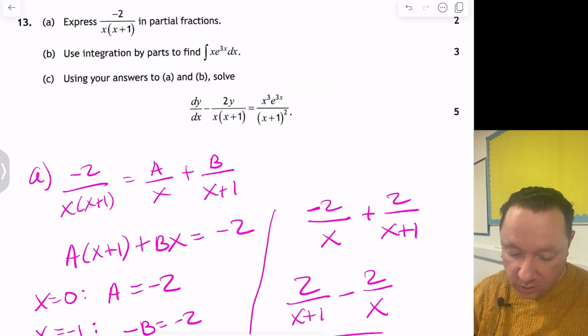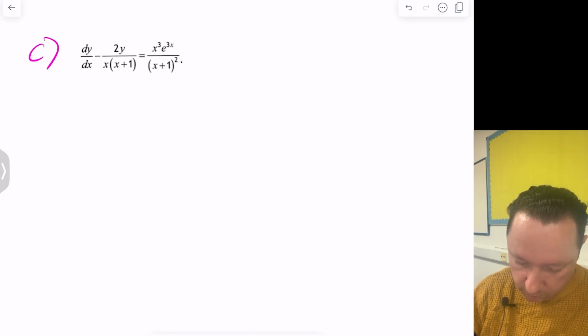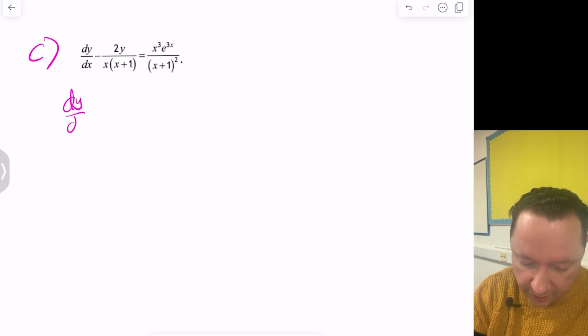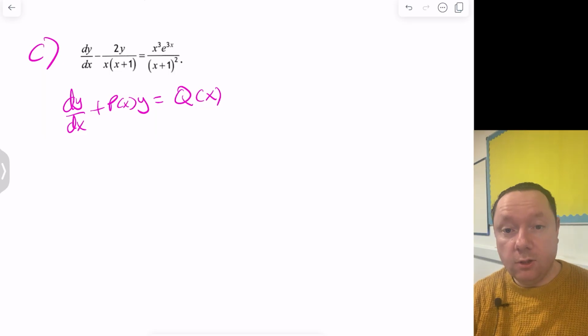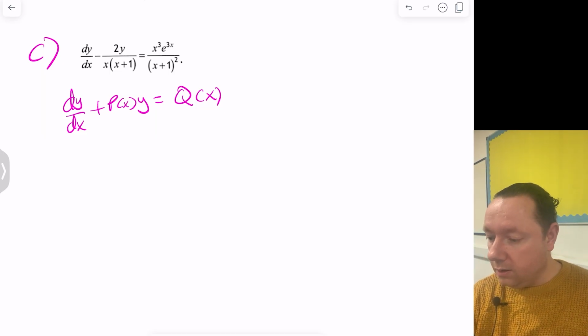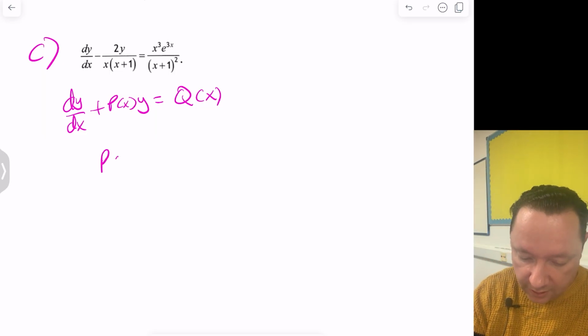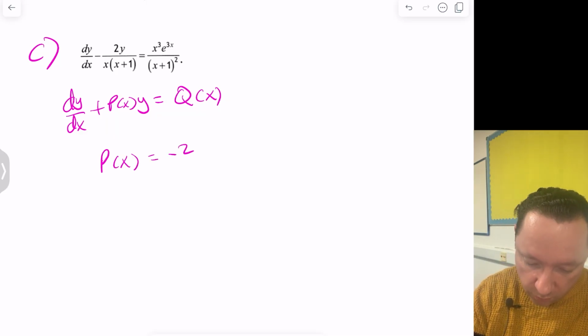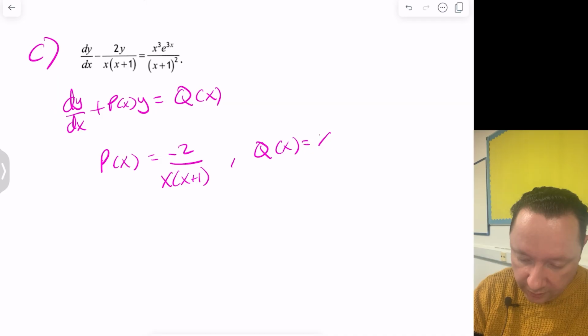Using your answers to A and B, solve this differential equation. Okay, so we've got a differential equation. I've written this here, and that is of the form dy by dx plus p of x times y equals q of x. So our p of x in this case is minus 2 over x plus 1, which is handy because that was part A. And our q of x is x cubed e to the 3x over x plus 1 squared.